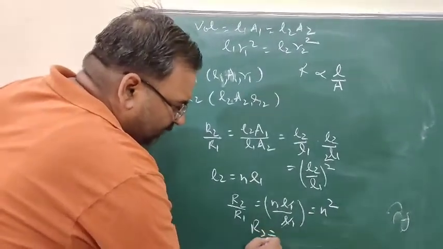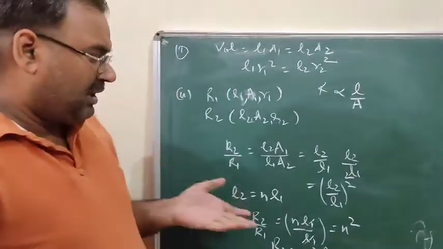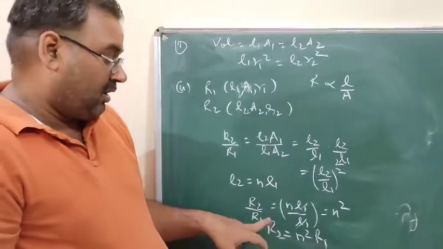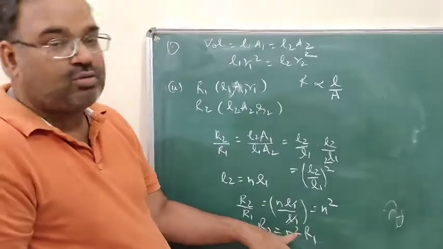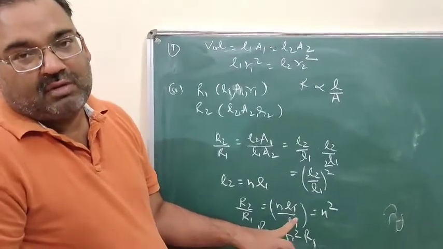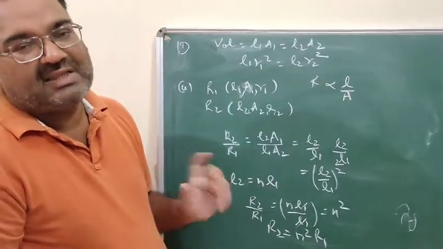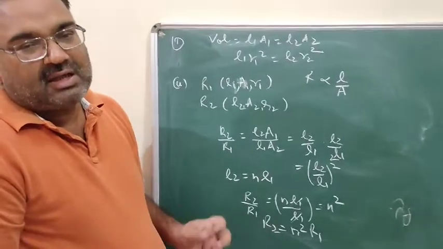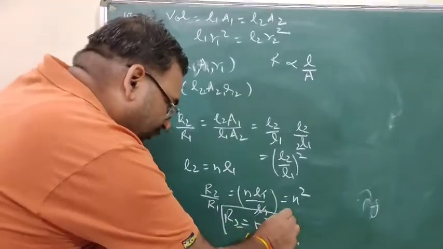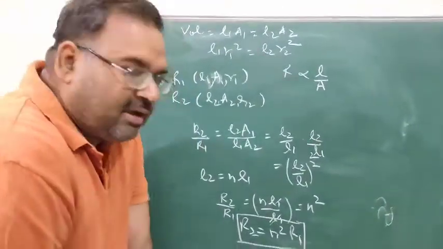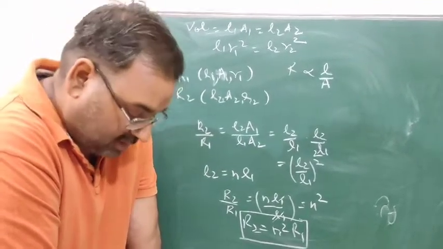So R2 will become n squared times R1. Here I said that if we double the length of the wire, the resistance will become 4 times. Is it clear? If we stretch the wire to twice its length, then the resistance will increase to 4 times. So this is a direct formula for increasing the length. When the length is doubled, the resistance increases to 4 times.